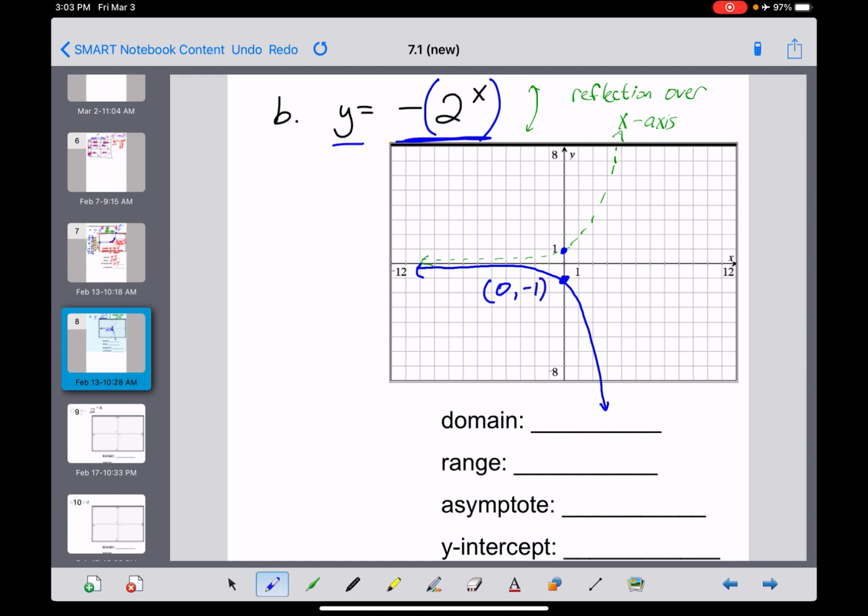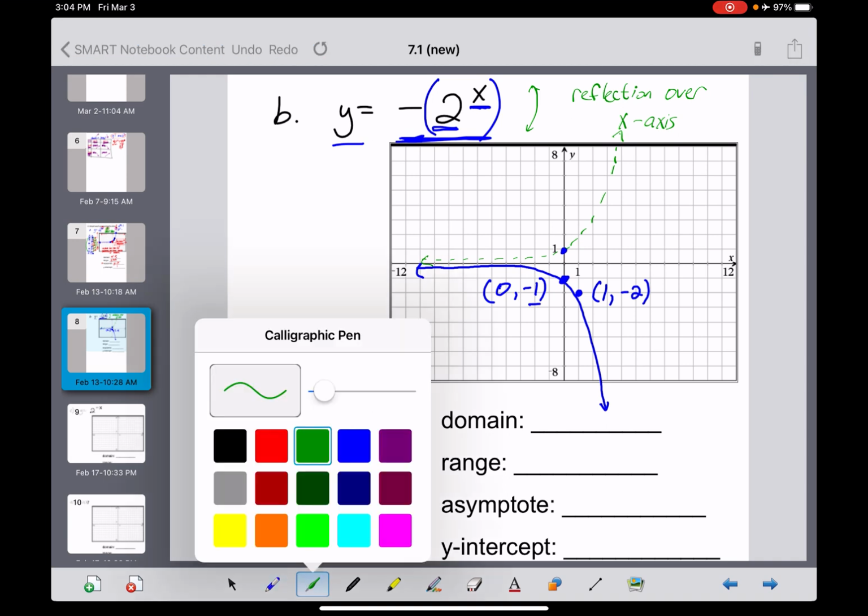Let's make sure that's right. What's 2 to the 0 power? 1. And then the opposite of that is -1. Okay, good. I didn't draw it super accurately, but I believe I should have hit the point right here of 1, -2. Let's try that one. 2 to the first power is 2, but the opposite of that is -2. Yeah, I think we're in good shape here, guys. So let's answer these questions here in red.